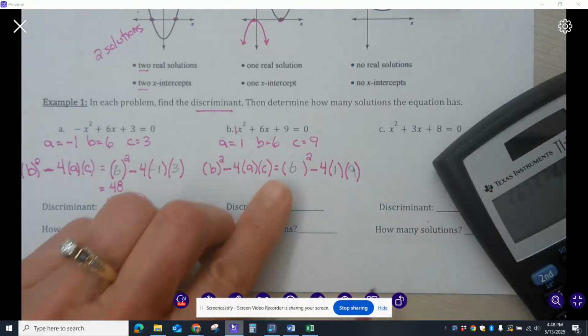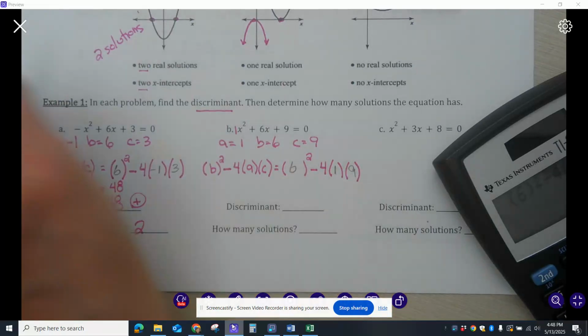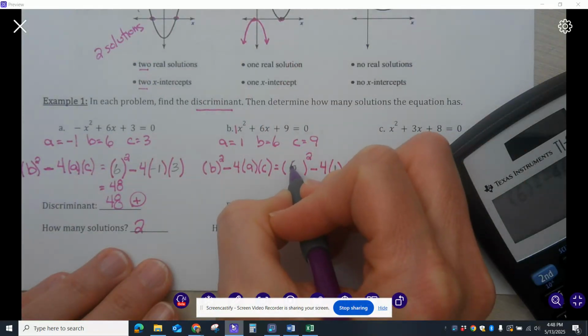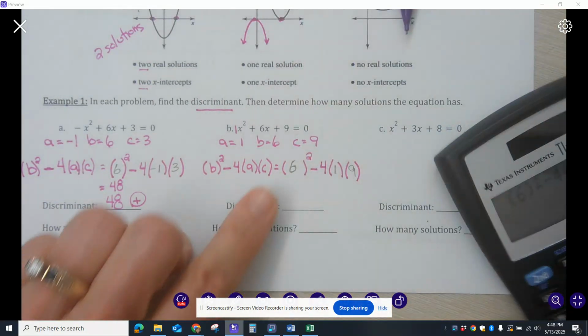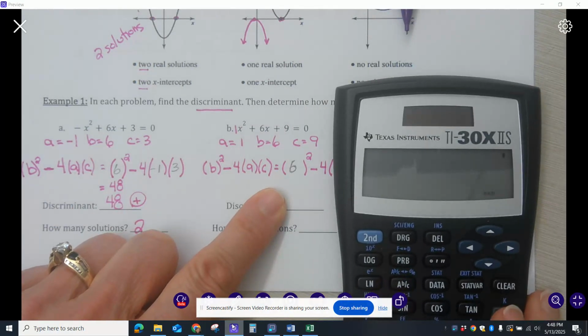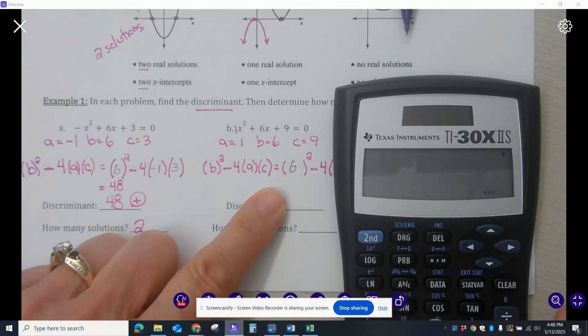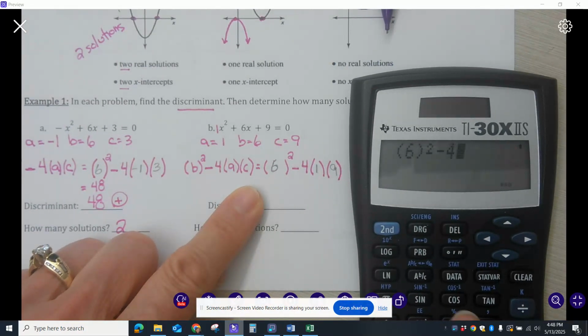This looks like a B. That's a 6, people. Let me rewrite that better so it doesn't look like a B. That's a 6. There we go. Okay, let's put that whole thing in our calculator again. Parenthesis 6 squared minus 4 parenthesis 1 parenthesis 9.